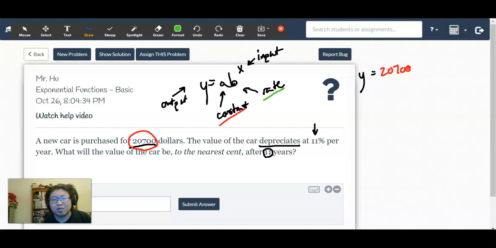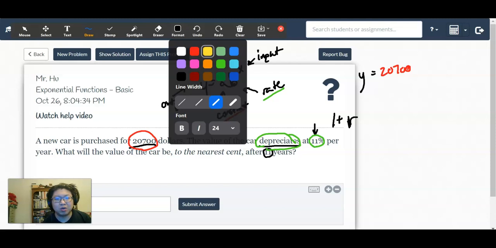The rate is going to be this 11%, and we know it depreciates. So what does the term depreciate mean? That means whatever you're talking about is getting less valuable over time. Now, something important with this idea of the exponential is that you're going to want to consider this rate right here, this b, as a 1 plus or minus whatever your rate is. It's going to be minus in this case because we're depreciating, meaning going down.